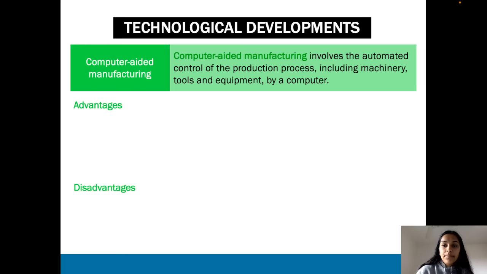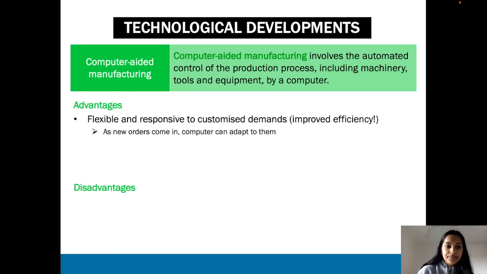Right, then we have CAM, computer-aided manufacturing. That basically involves the automated control of the production process. So really looking at machinery, tools, and equipment by computer. So how machinery is programmed in a particular way, and the equipment used there.